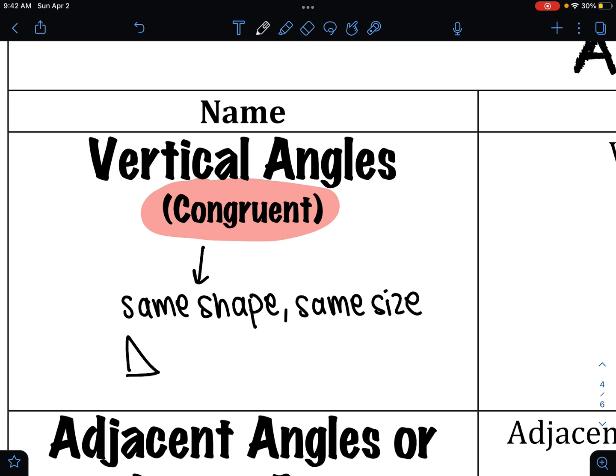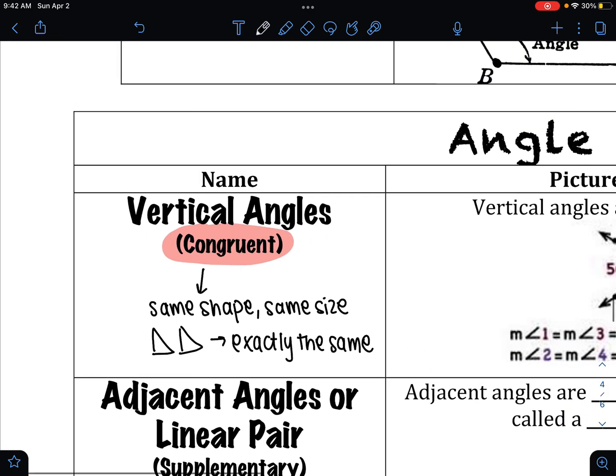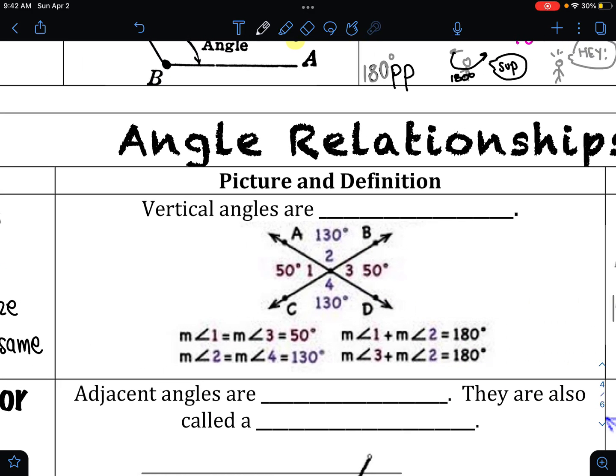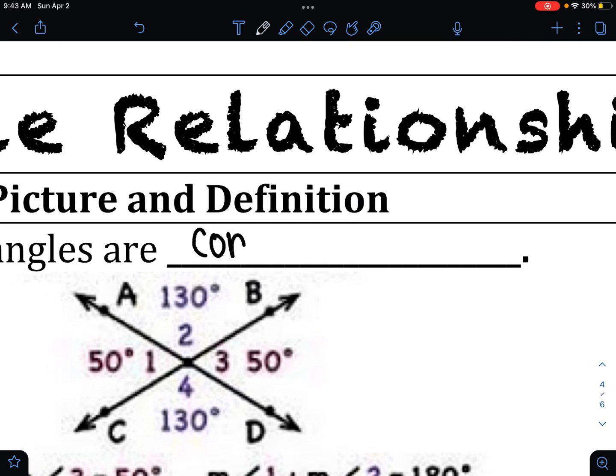So if we had 2 triangles, they were the same shape, the same size, they were basically the exact same, so at exactly the same. Okay, so when we talk about now vertical angles, this first fill in the blank is going to say congruent. So vertical angles are congruent.